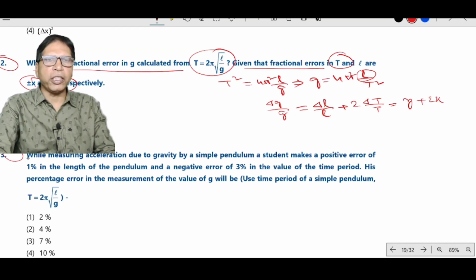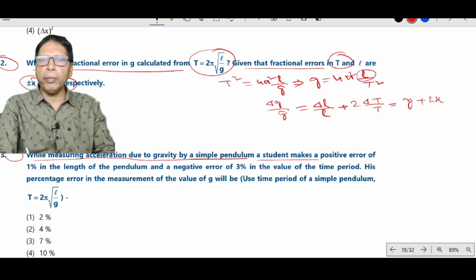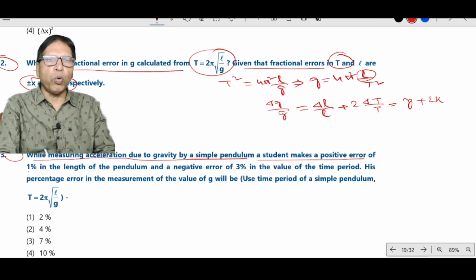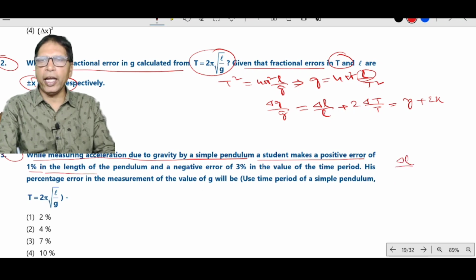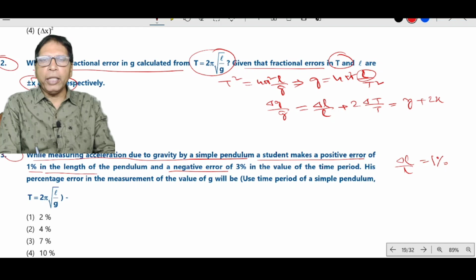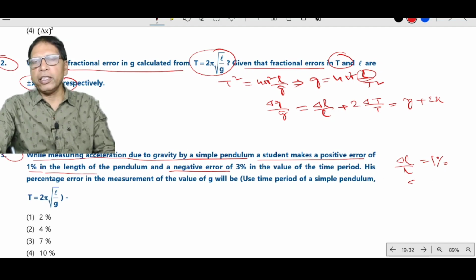Now question number 3. While measuring the acceleration due to gravity by a simple pendulum, a student makes a positive error of 1% in the length, that is delta L by L is 1%, and a negative error of 3% in the value of the time period, that is delta T by T is 3%.